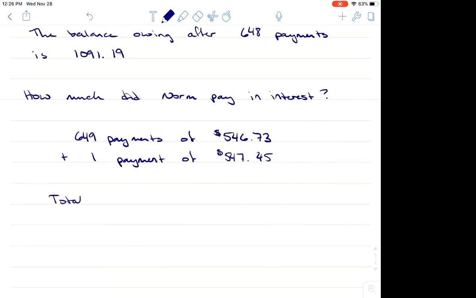So the total paid is 649 times 546.73 plus 547.45. However you want to show this calculation is fine. I just wrote it that way. Oops. 649 times 546.73. That's $354,800.